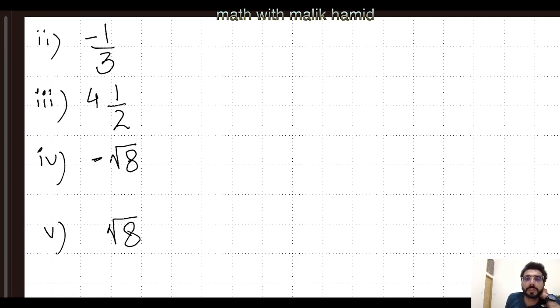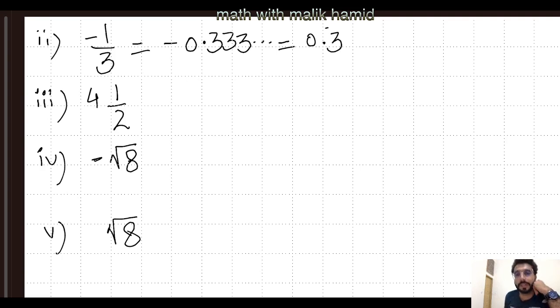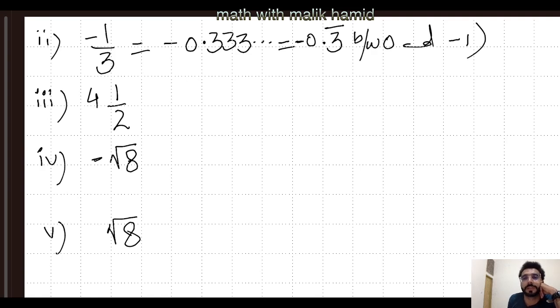When we divide 1 by 3, we will get the answer 0.333 and so on. We call this decimal number a recurring decimal number. We can write it in this form. So let's represent it. Because it's a negative number, it will be between 0 and minus 1.